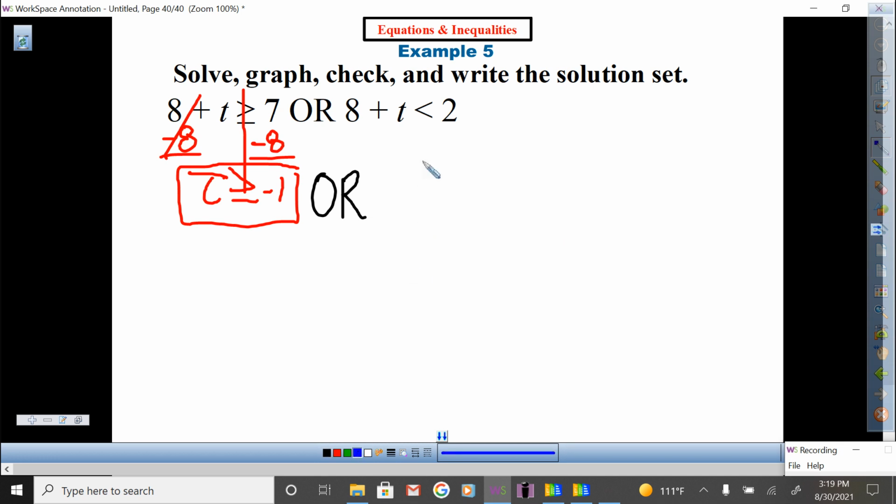and I'm going to switch to blue, and I'm going to do the other one. Line down the inequality symbol, and once again, what do I do to solve for t? -8, -8. T is less than -6.